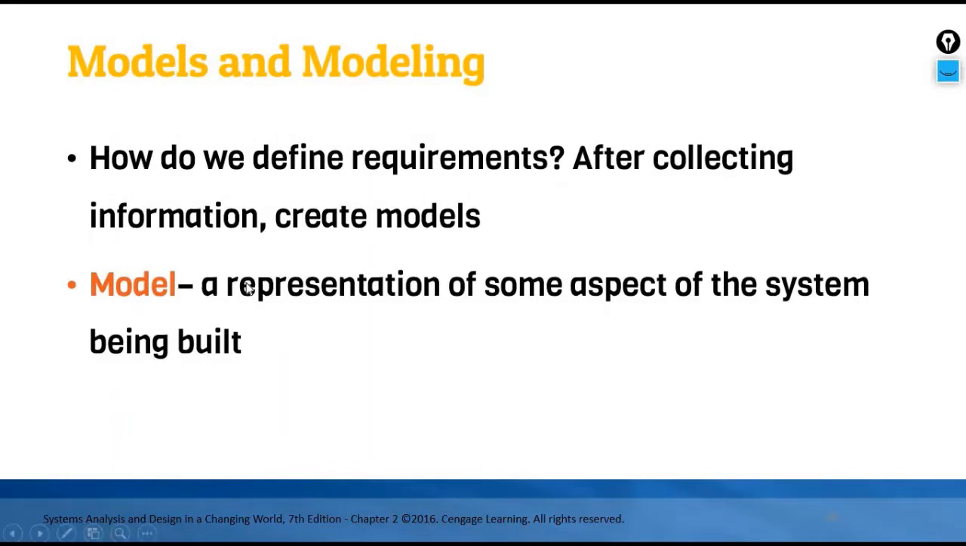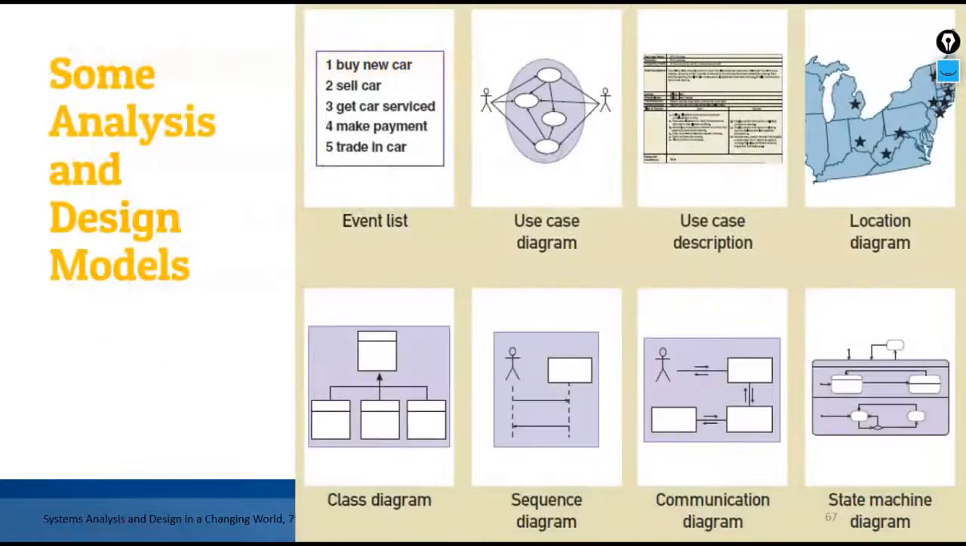So, a model is a representation of some aspect of the system being built. There are dozens of different models that an analyst or designer might develop and use. So here are some examples of these models. You have event list, use case diagram, class diagram, sequence diagram, and a lot more. Smaller, simpler system projects will not need models showing every system detail, especially when the project team has experience with the type of system being built.